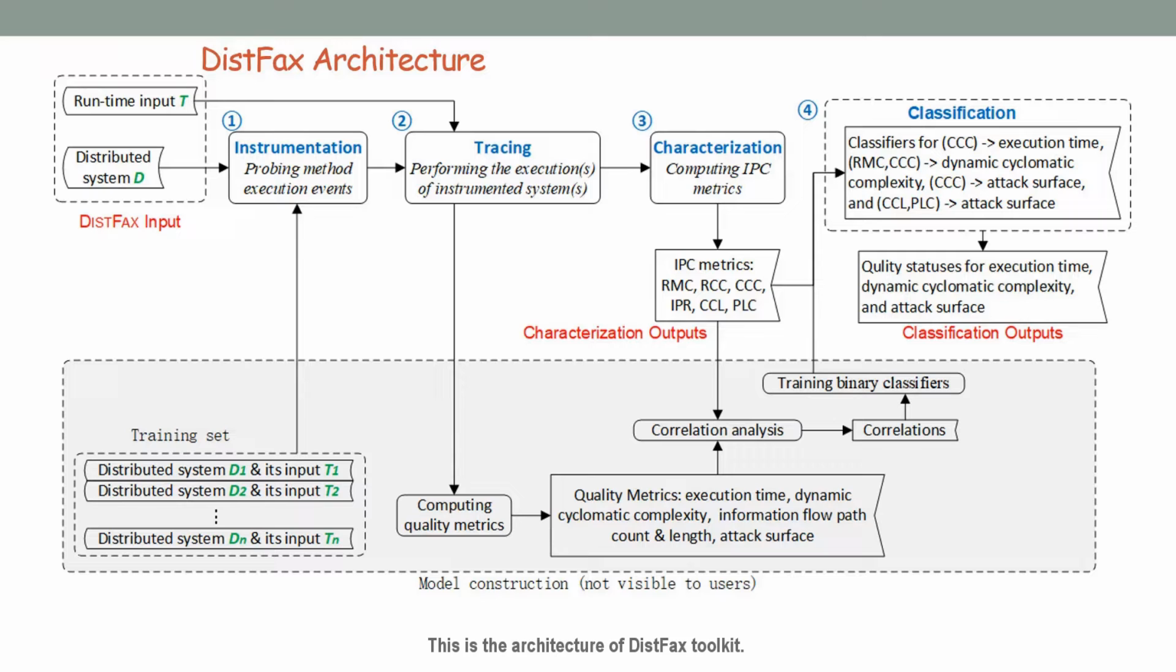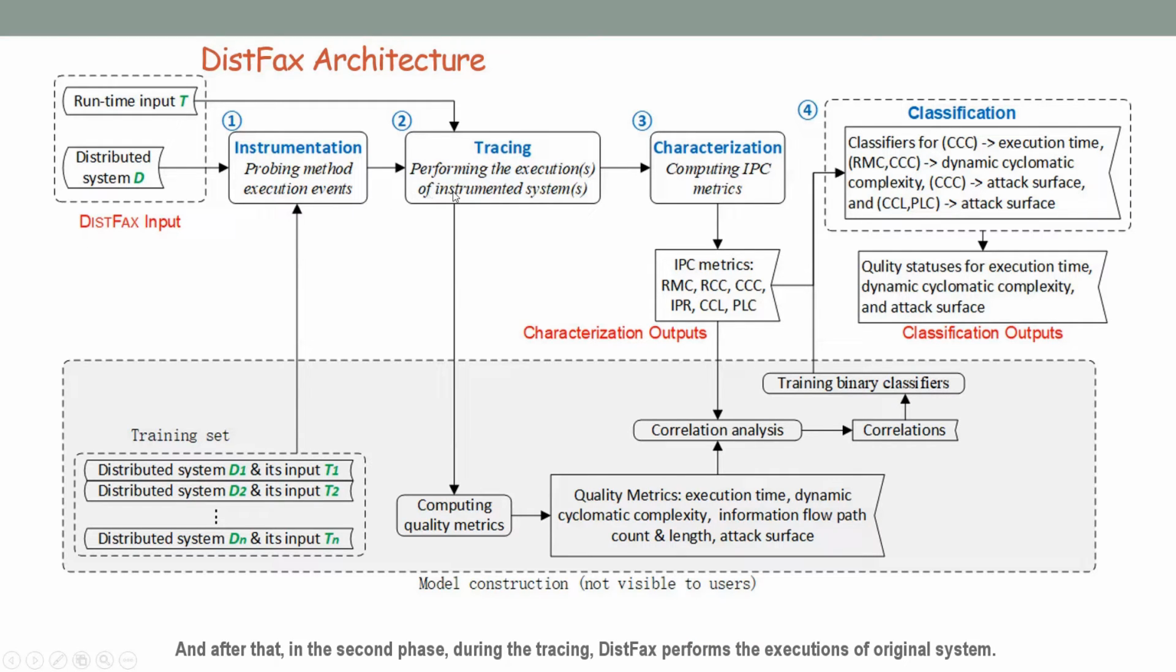This is the architecture of the DistFax toolkit. Our tool takes two kinds of inputs and goes through 4 phases to compute IPC metrics, and then provides a quality classification based on these IPC metrics results. In particular, the first phase instruments the system to probe methods for monitoring method execution events.